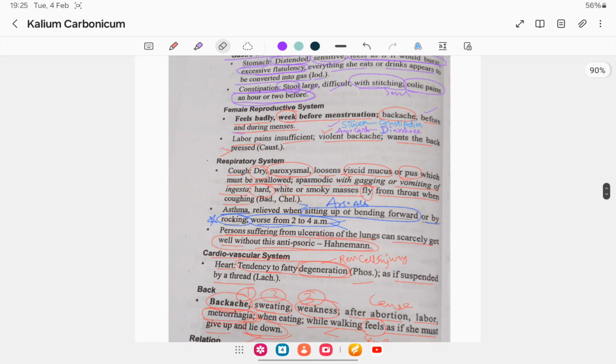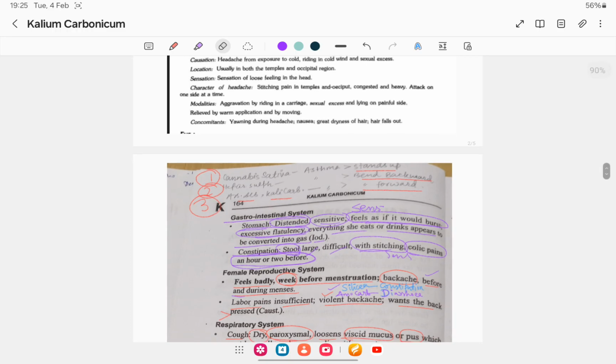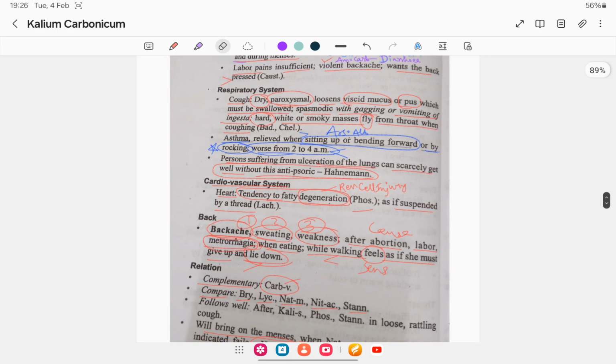About respiratory symptoms, cough dry, hard, paroxysmal, loosens viscid mucus or pus which must be swallowed, spasmodic with gagging or vomiting of ingesta, white or smoky masses fly from throat when coughing. Asthma relieved by sitting up or bending forward, also in Arsenicum album. Amelioration of asthma when bent backward, Hepar sulph. And asthma amelioration when standing, cannabis sativa. Also calicarb: amelioration of asthma from rocking, aggravation 2 to 4 am. Timing is very important for viva, may be asked in viva.